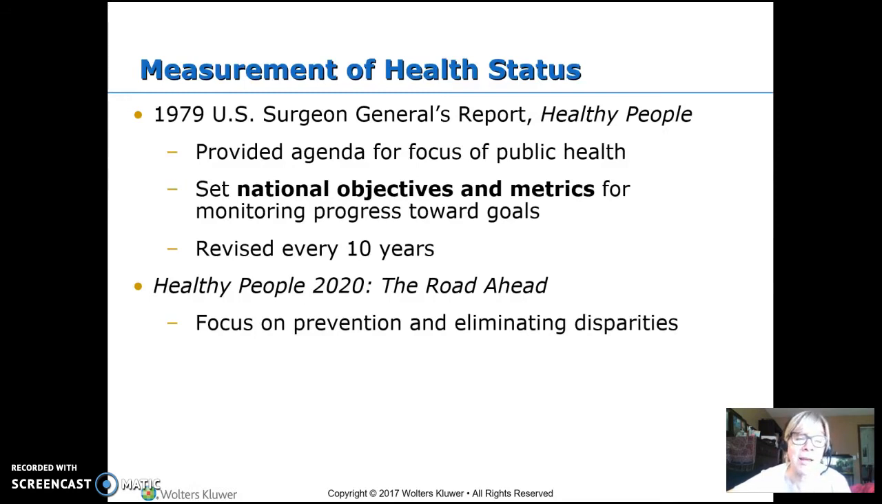And with that Healthy People, the focus really has been on prevention and eliminating disparities. We know certain ethnic groups, certain socioeconomic groups just don't have as good of health outcomes. And so we're trying to prevent illness and eliminate differences between different groups.